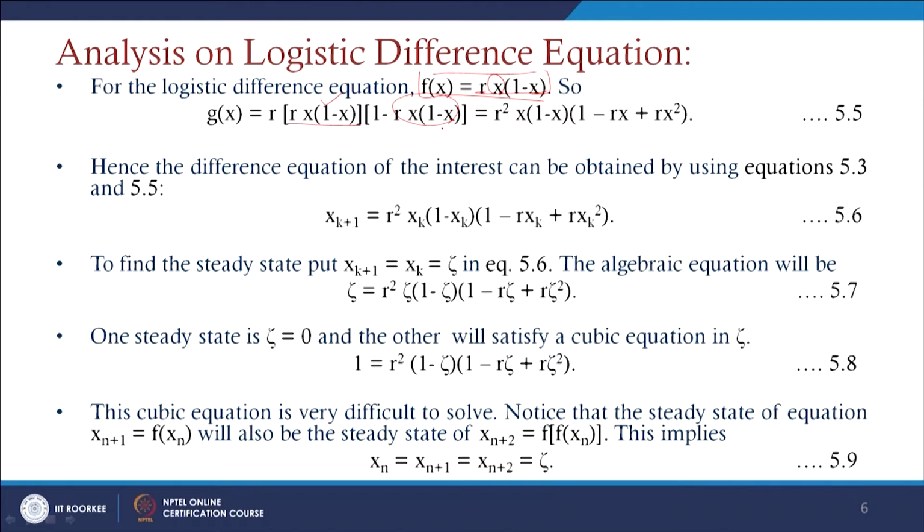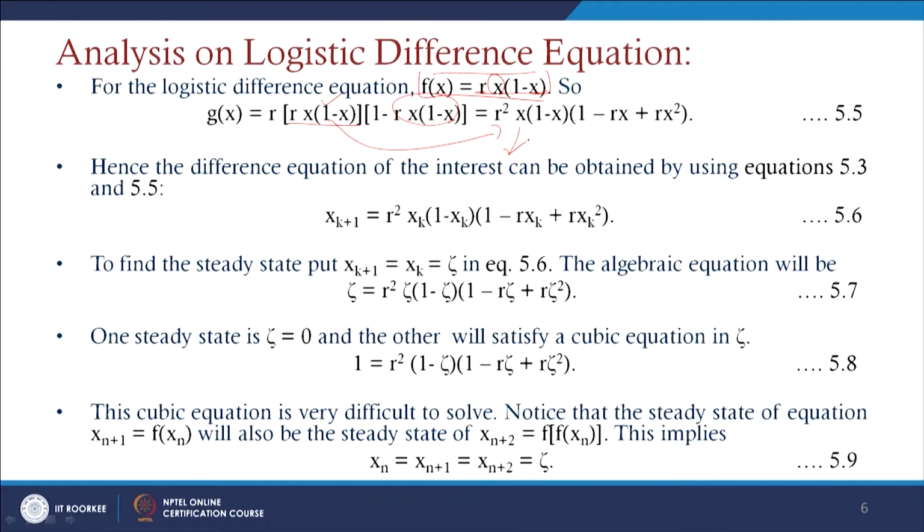So, if you take the complete product of this equation, then finally we can obtain r square x into 1 minus x into 1 minus r x plus r x square here. Hence, this difference equation we have obtained for g of x is of interest, and we can obtain the solution using 5.3 and 5.5.